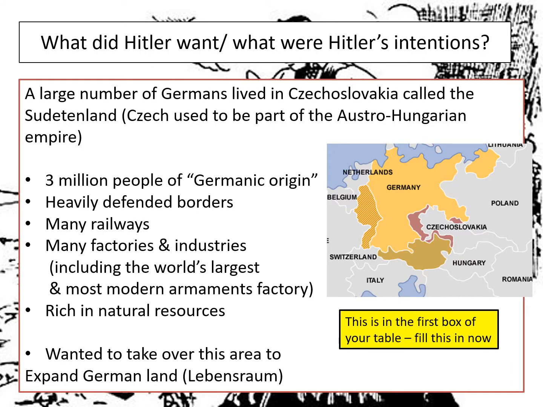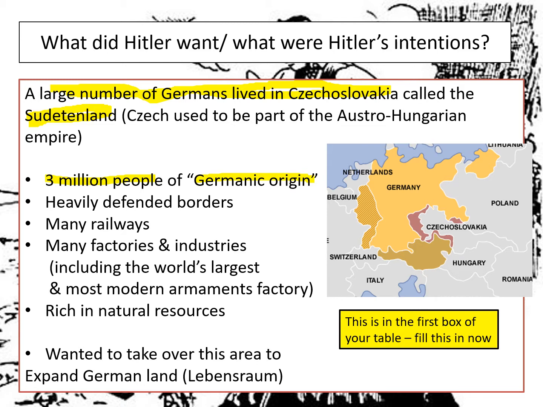Then is for our first column, that first part of your table that we've just drawn. So what did Hitler want? What were his intentions? What was it all about? So what the Sudeten crisis was all about was the fact that a large number of Germans lived in Czechoslovakia. They lived in this area of Czechoslovakia known as the Sudetenland. In fact, it wasn't just a few, it was 3 million people of what they called Germanic origin.